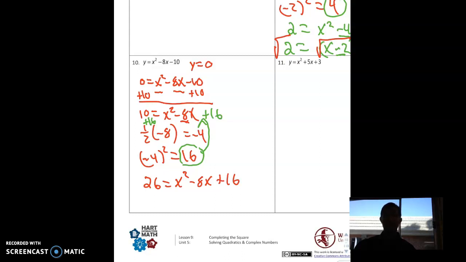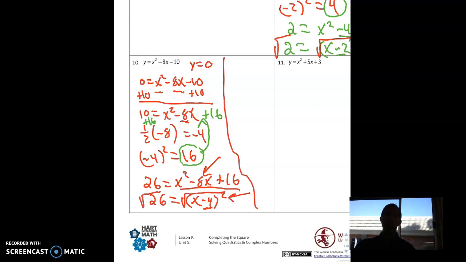After you add the magic number, then you have to rewrite the three terms as something squared, where the term inside the parentheses is always half the number in front of the x. Okay, next step here, I'm trying to solve for x. I see that I have a square right there. In order to delete a square or to cancel it out, I need to take the square root of both sides. So I'm going to take the square root of the left and the square root of the right.